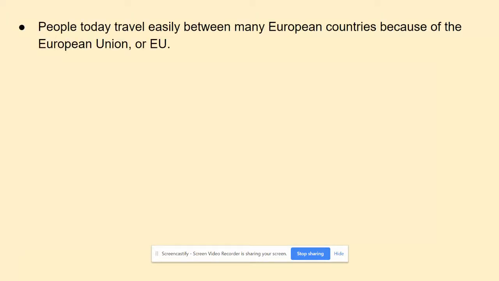All right, so a couple things. One of the main things you need to understand about the European Union is the benefits when it comes to traveling. People today can travel between European countries really easily because of the European Union. It's not like if you were to travel from the United States to Canada, where you'd be stopped by Border Patrol and have to show identification and passports. None of that happens between these European countries. And that is a huge thing that you would notice if you were to travel to Europe and visit some of these EU countries.